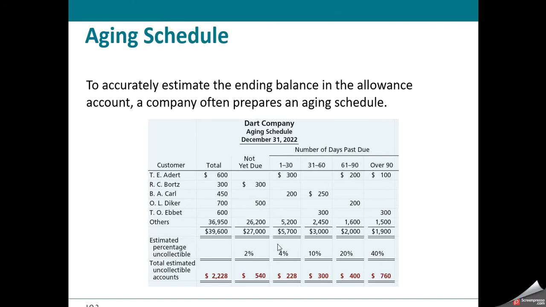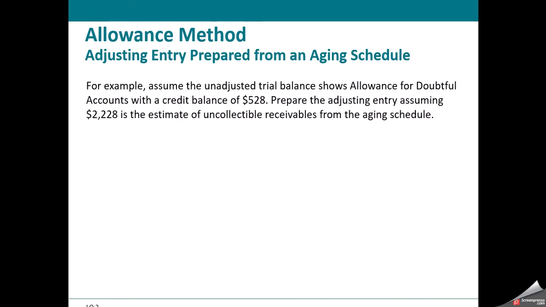This is saying, okay, we're going to kind of tier out this aging schedule and apply a specific percentage to each. So then the 2% times that 27,000 gives us 540. 4% times the 5,700 gives us 228, and then so on the rest of the way down. Then we add all of these tiered out amounts for a total. So then we want our allowance for uncollectible accounts to have this balance. We want it to be $2,228. So that's what we want it to be.